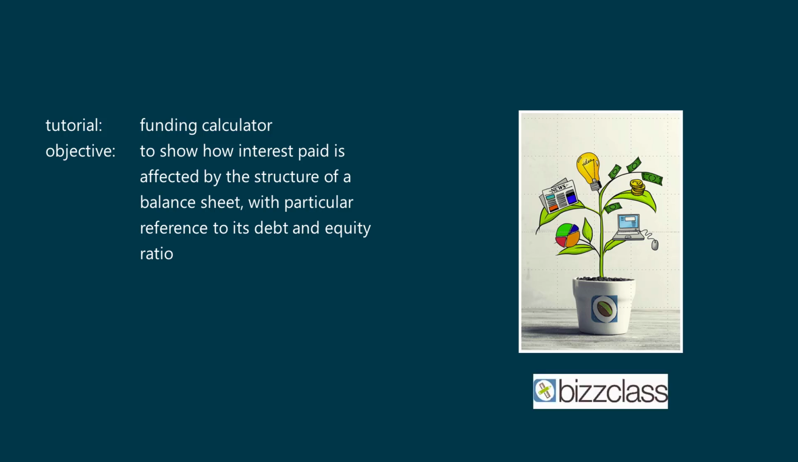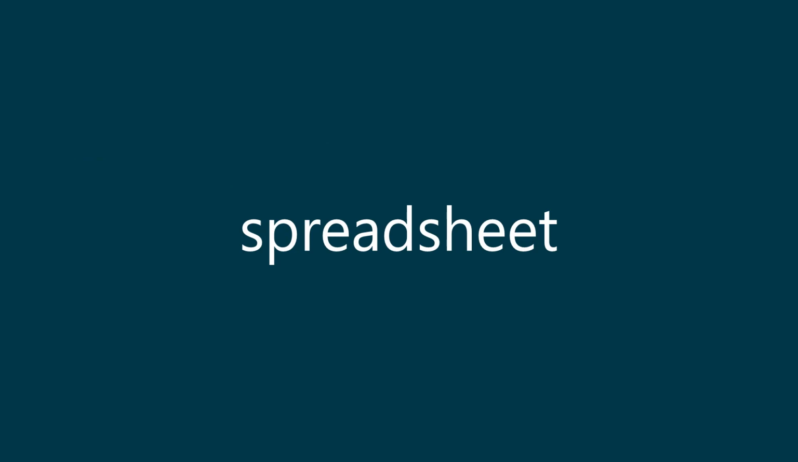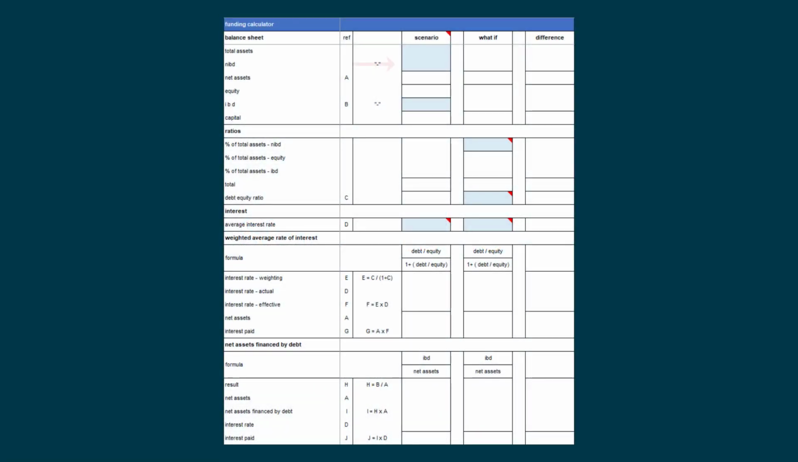Welcome to BizClass. This interactive spreadsheet shows how interest paid is affected by the structure of a balance sheet, with particular reference to its debt-equity ratio. The blue cells in the spreadsheet are used for data entry, while the other cells have been locked. The Excel comments feature is used to explain the information required in each key cell.